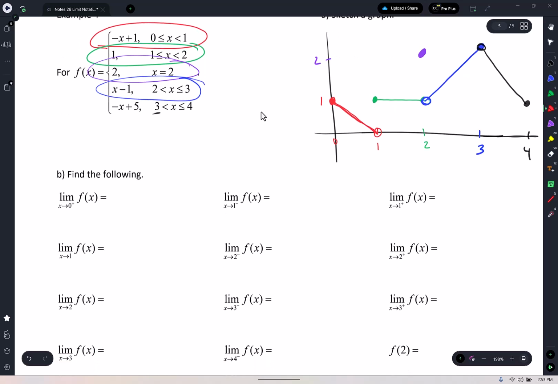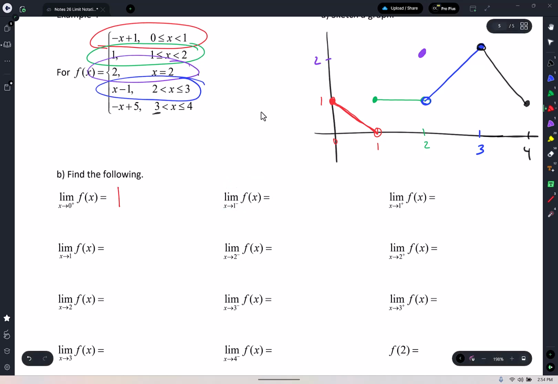Limit as x approaches 0 from what direction? The right. What's the y value? Limit as x approaches 0 from the right is 1. Okay. I'm going left to right, guys. I'm in this one now.